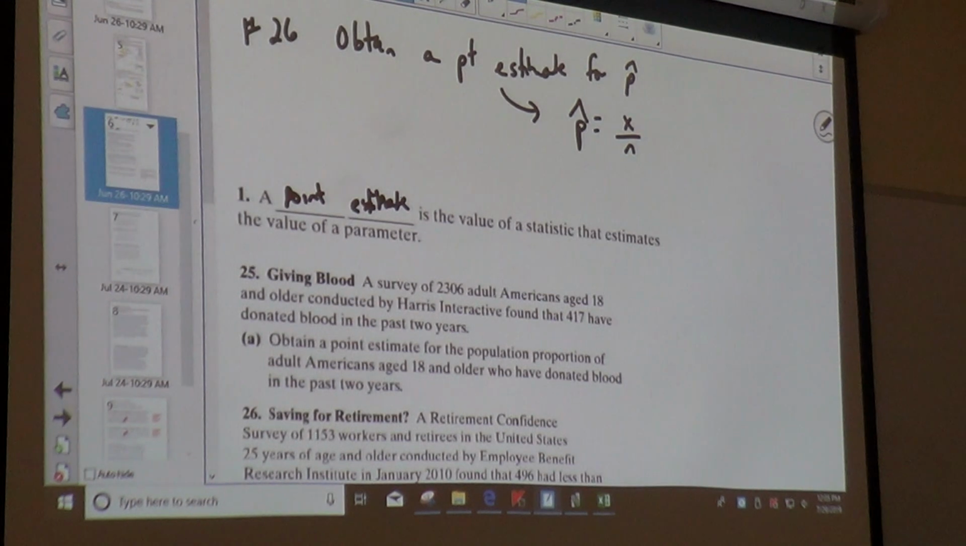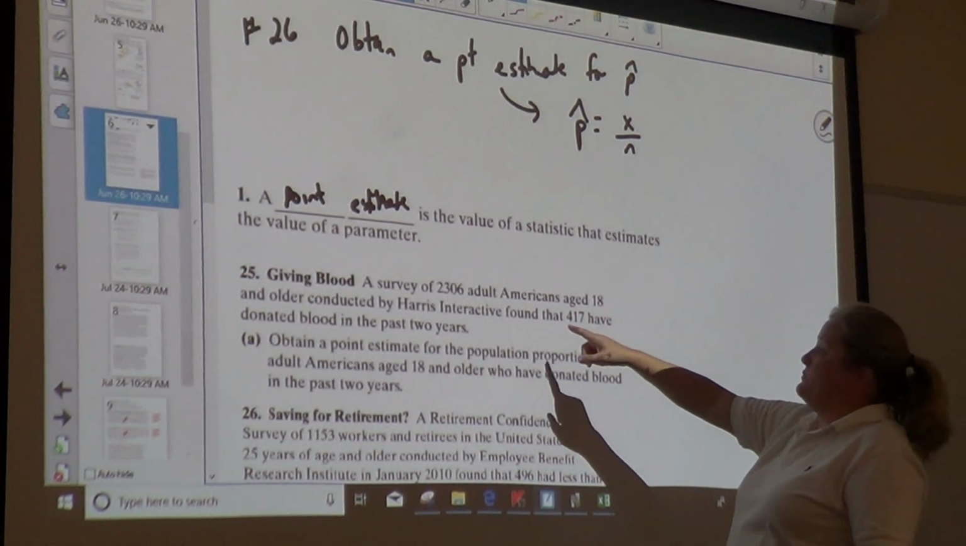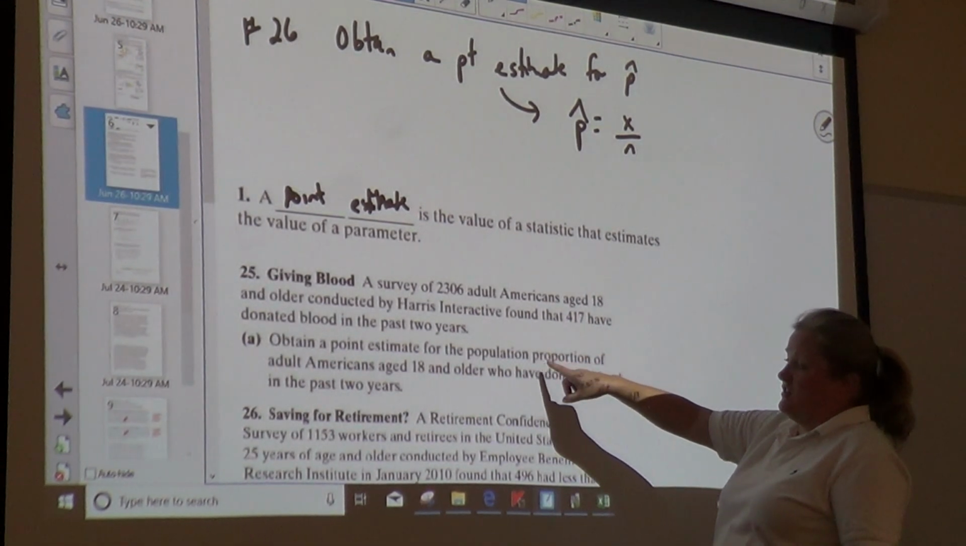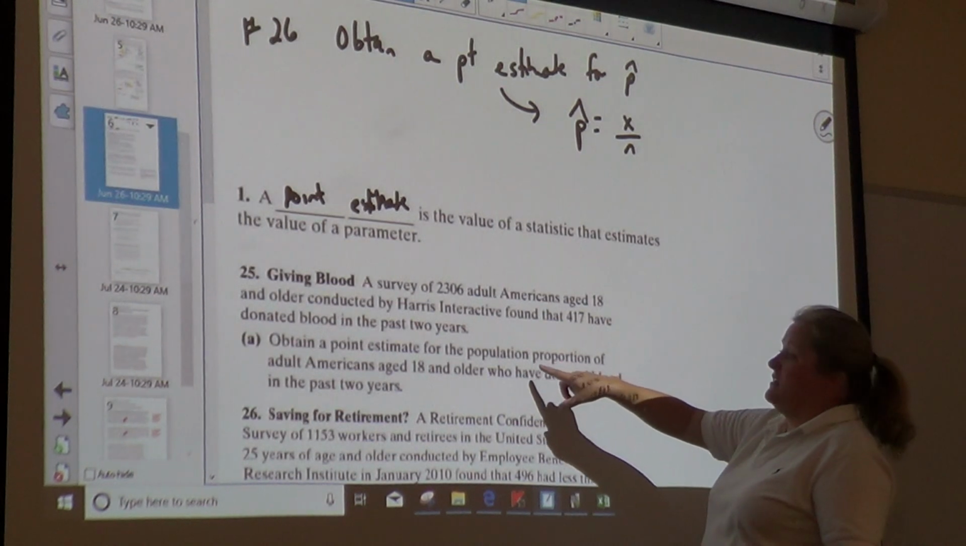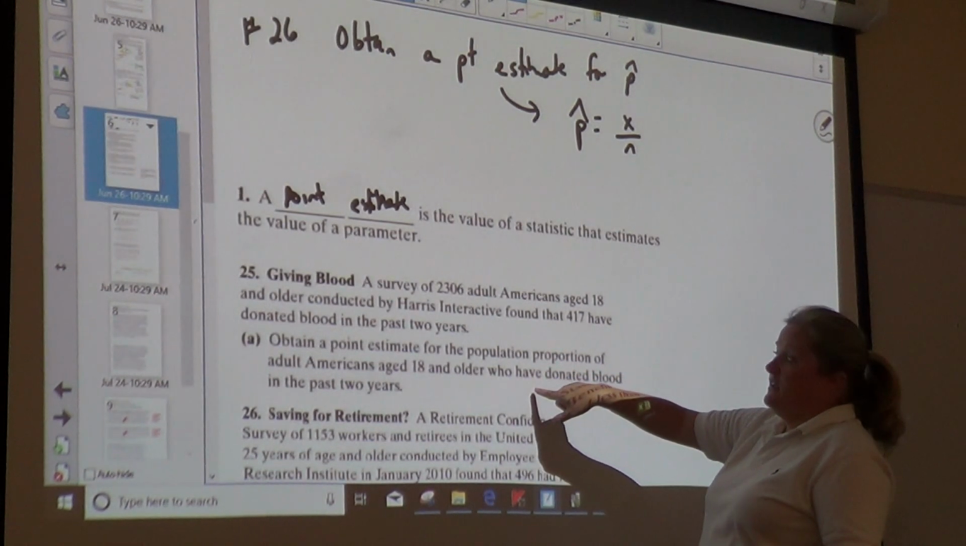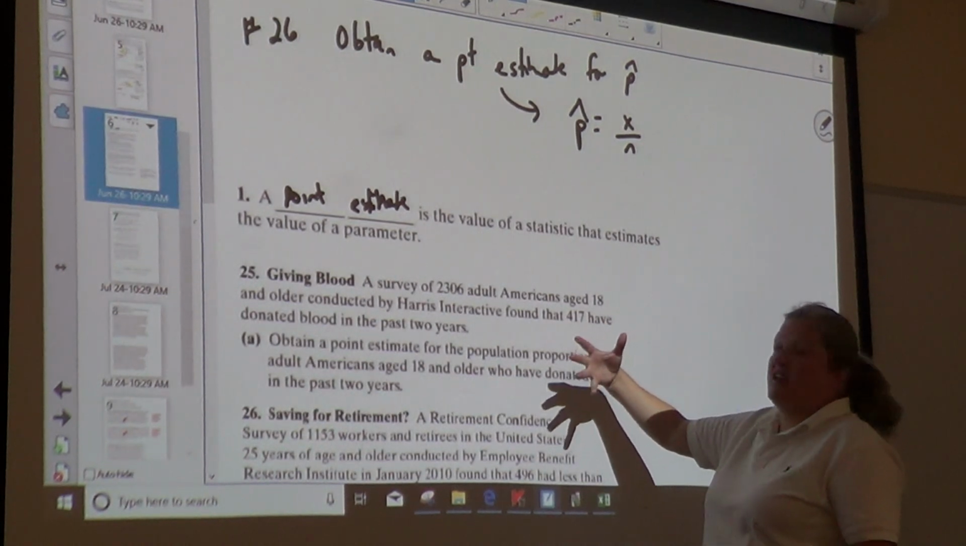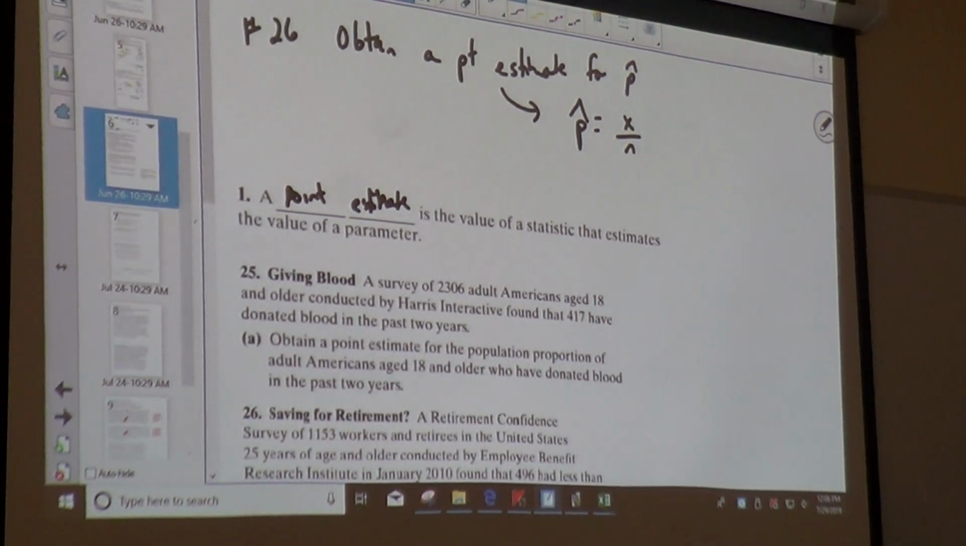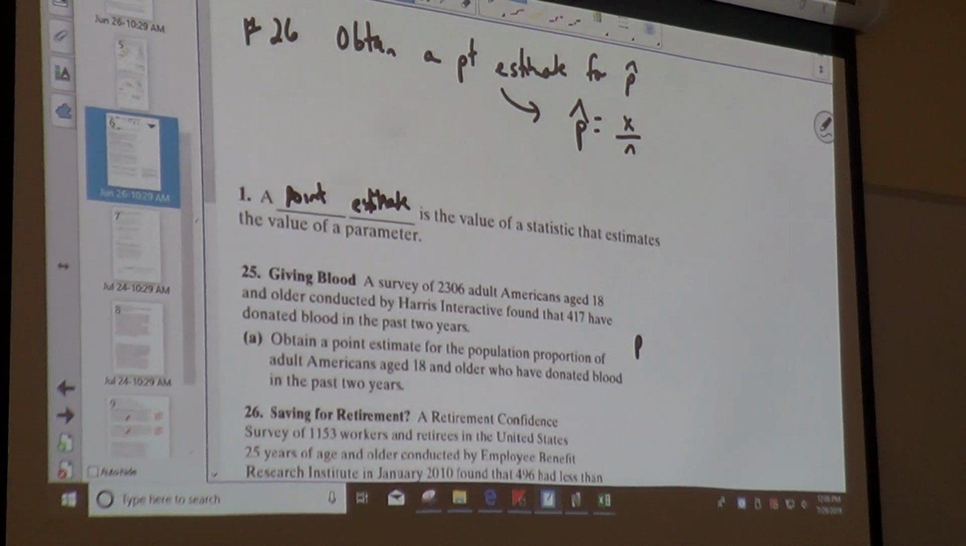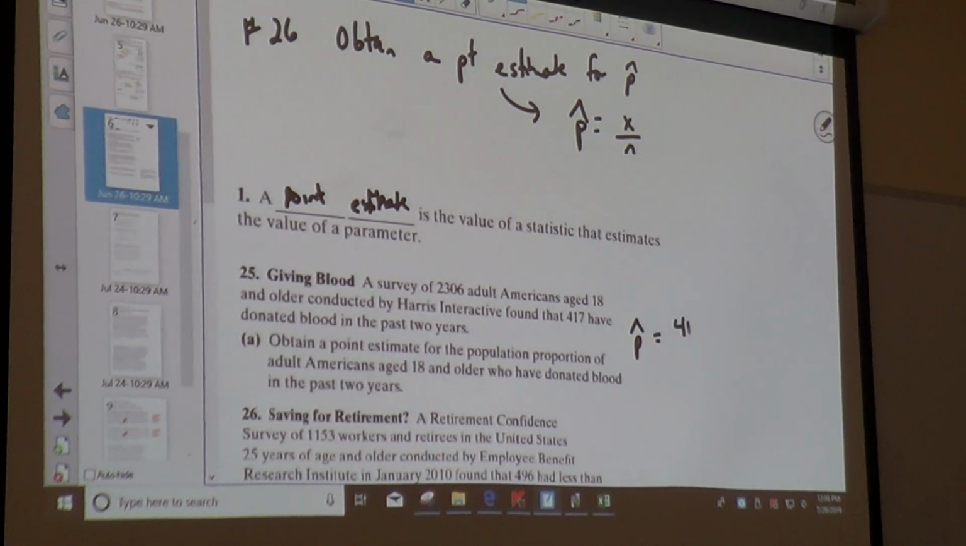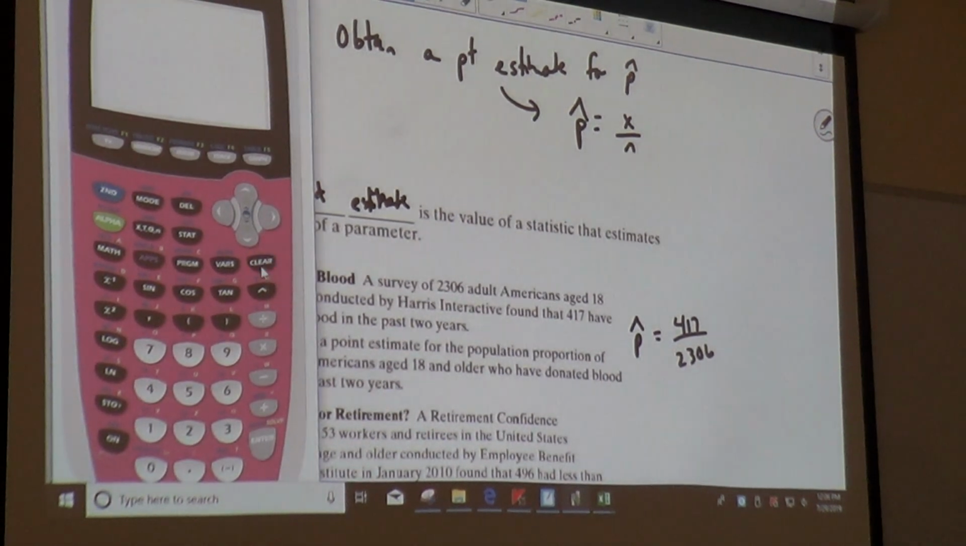Estimate for p-hat. So, a survey of 2306 adult Americans, age blah, blah, blah, 417 have donated blood in the past 2 years. Obtain a point estimate of who's donated blood. So give me a proportion of people who's donated blood. How many have donated blood out of the sample? What's your p-hat? 417 out of 2306. So you go to the calculator and you do 417 out of 2306. There's your answer.